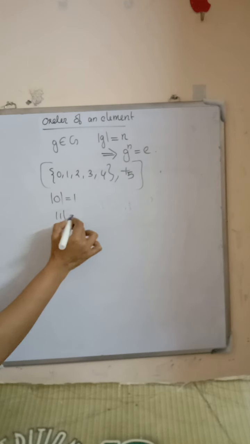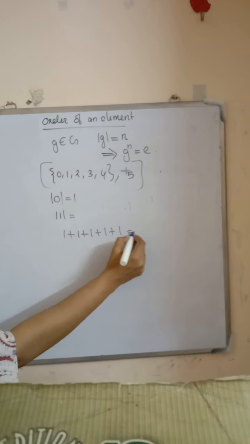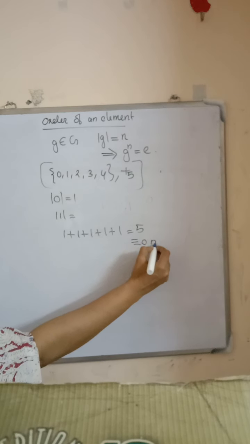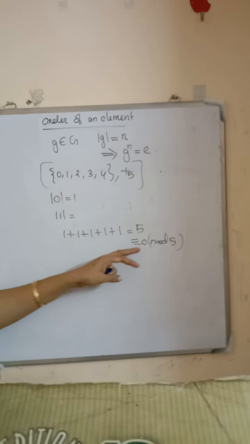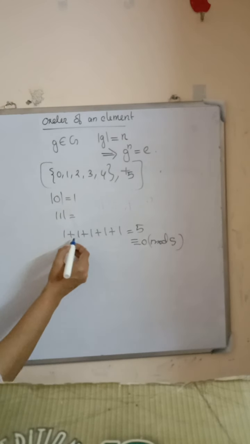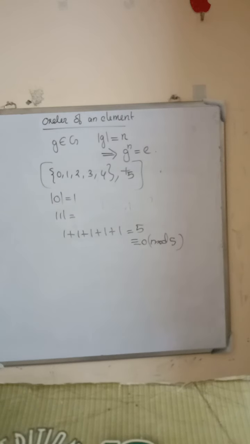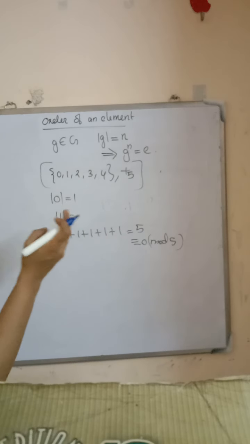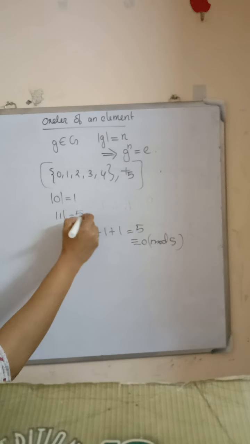What is order of 1? We add 1 five times, we get 5. So 5 is congruent to 0 modulo 5 because we divide 5 by 5, we get the remainder 0. This is not a usual addition. Here it is addition modulo 5. So if we add 1 five times, we get 5, and 5 is congruent to 0 modulo 5. So order of 1 is 5.